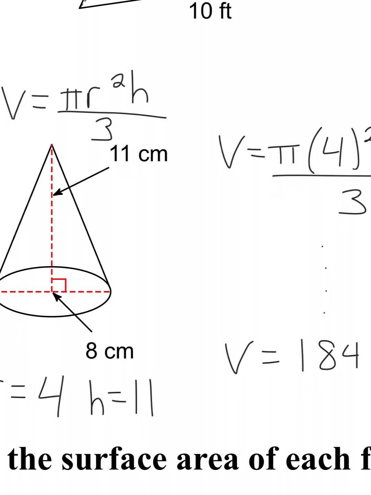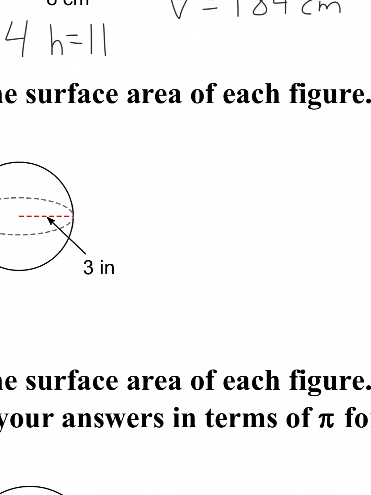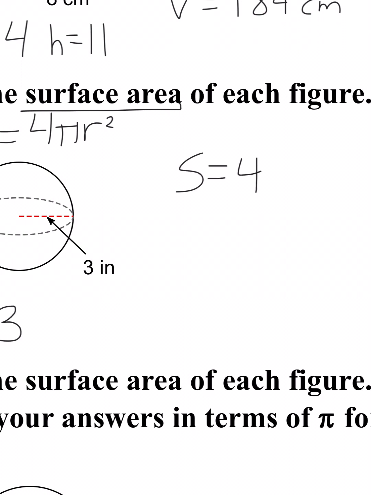Okay. What is number 27 asking for? Surface area. Again, what are the only things we need to know about spheres? The radius. Okay, the formula for surface area of a sphere is 4 pi r squared. So what is the radius? 3. Plug it in. 4 pi times 3 squared.